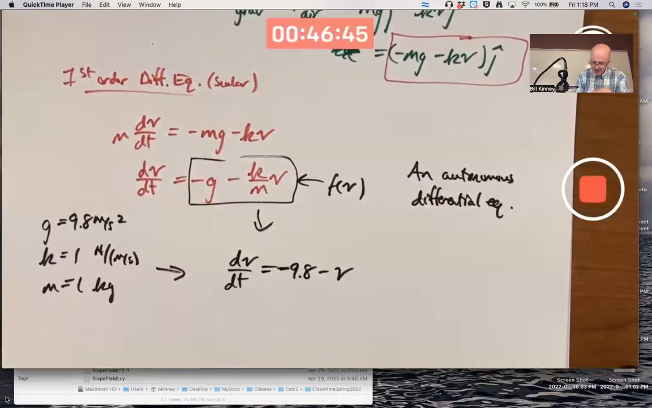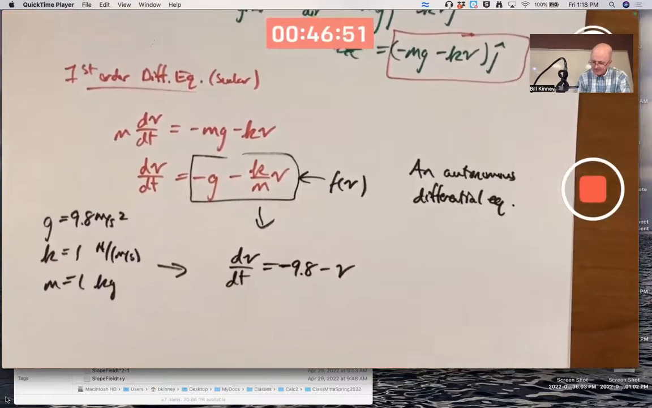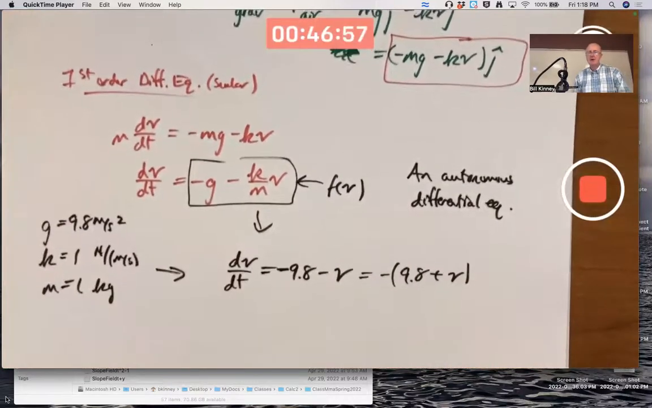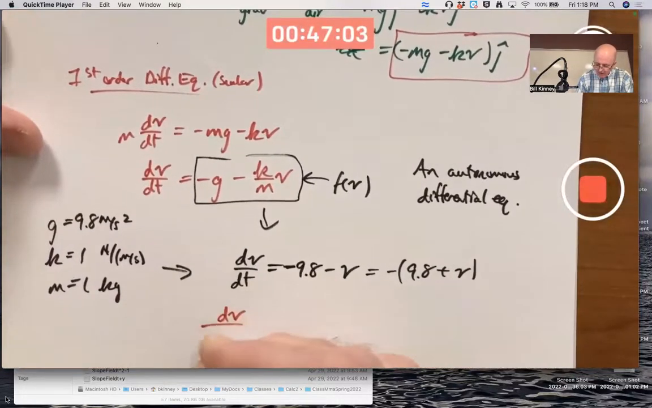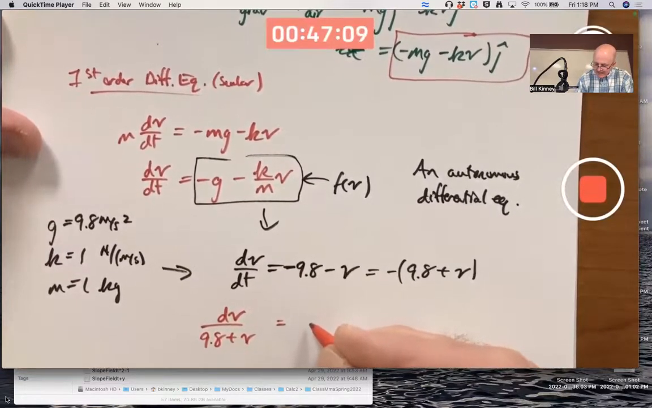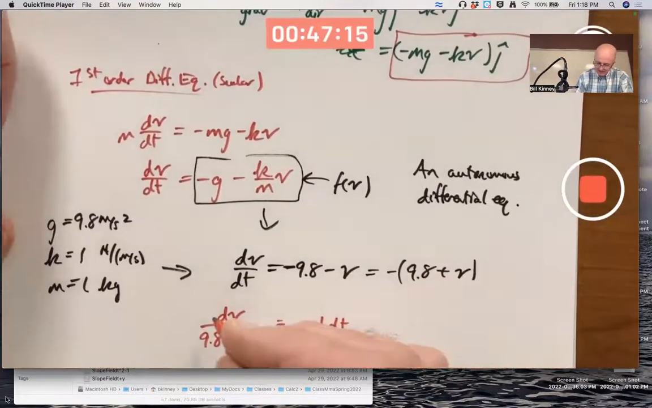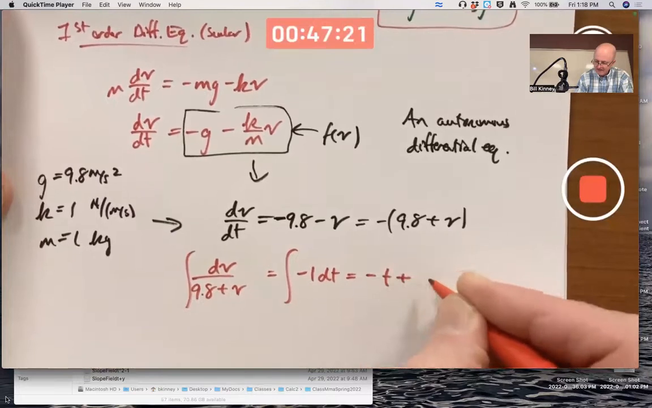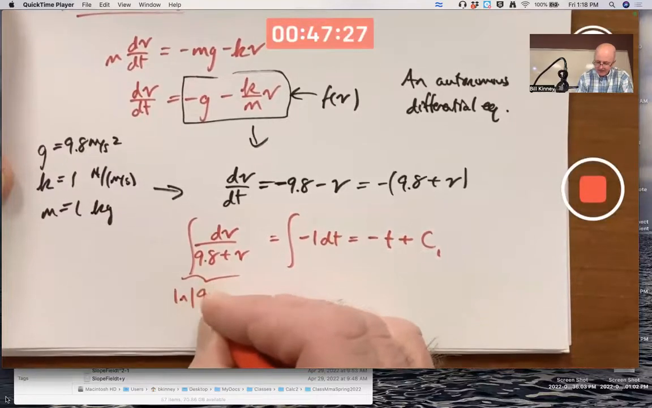This is autonomous and it is separable. Let me factor out a negative sign here first. Divide both sides by 9.8 plus v. Pretend to multiply both sides by dt. I'd get dv over 9.8 plus v equals negative dt, which I should probably write as negative 1 dt. And then integrate both sides. This integrates to negative t plus a constant, called the constant c1. This integrates to natural log of the absolute value of 9.8 plus v.